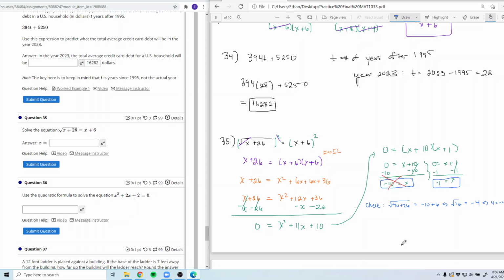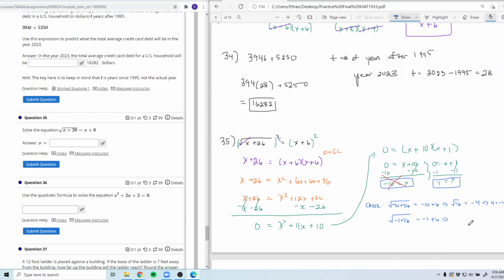Now let's check negative 1. I know at the beginning I accidentally had the answer up, so we know this one's going to work, but you do need to check it because just because one of them doesn't work doesn't mean the other one will. They could both work, neither could work. Okay, so let's plug in negative 1 here. We got the square root of negative 1 plus 26 equals negative 1 plus 6.